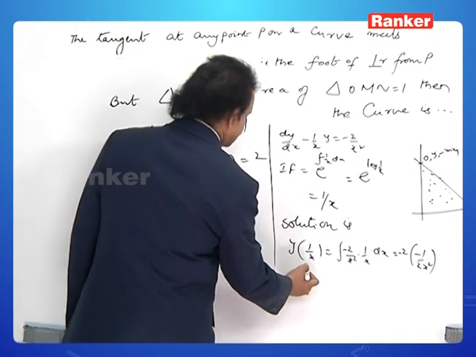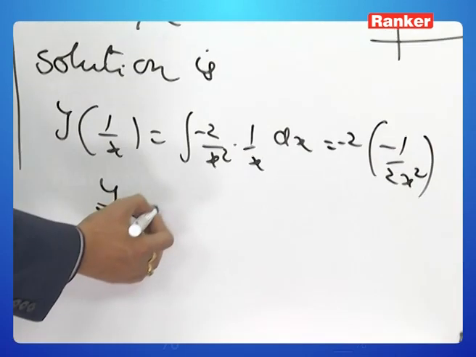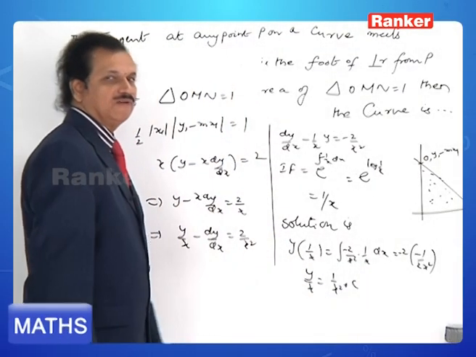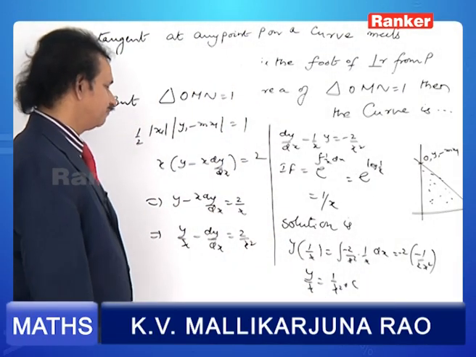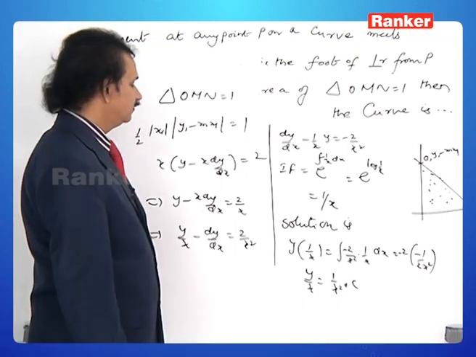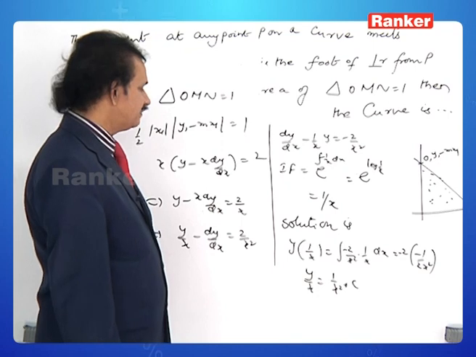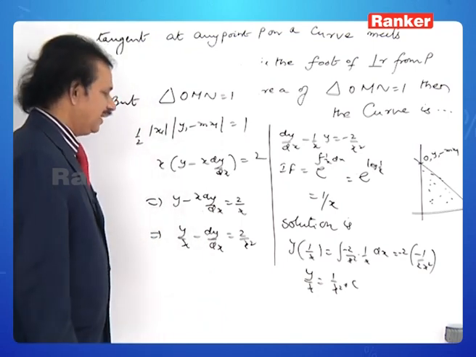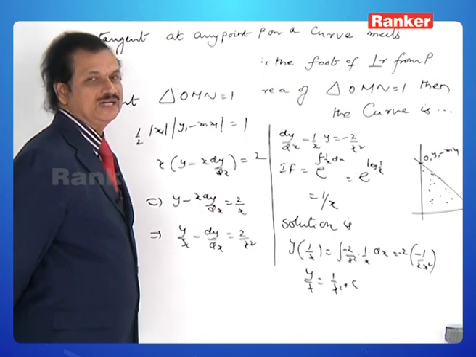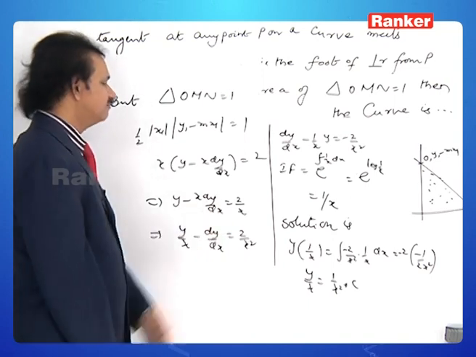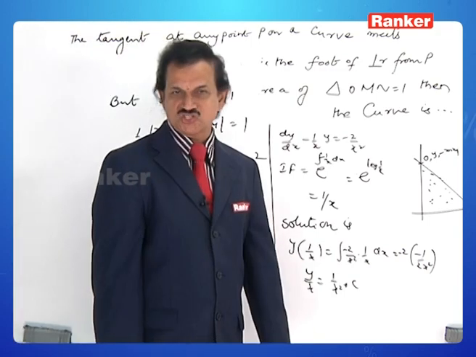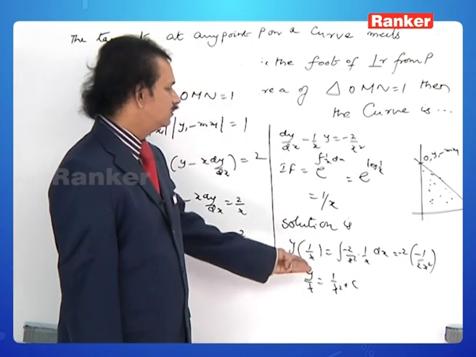y by x is equal to 1 by x square plus c. So if you multiply with x square, you have xy is equal to x plus cx square. That is the curve. And he has not given any information about c, so we cannot find c. You stop there itself.